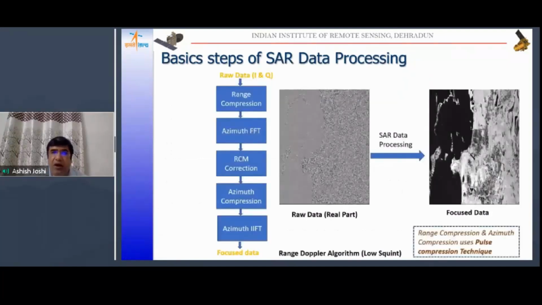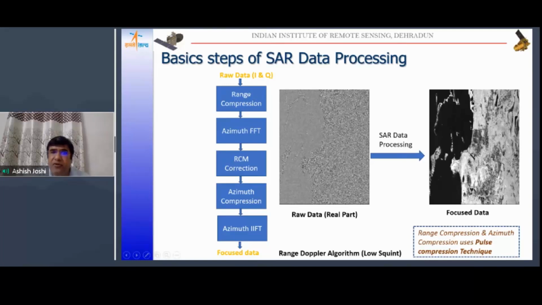Okay, now we will go to SAR data processing. Once you have understood the concepts, namely the LFM concept, synthetic aperture concept, and RCM, these are the concepts used in SAR data processing. Now we have to process the data, which means we have to do the compression in the range direction and azimuth direction, and do the RCM correction also.